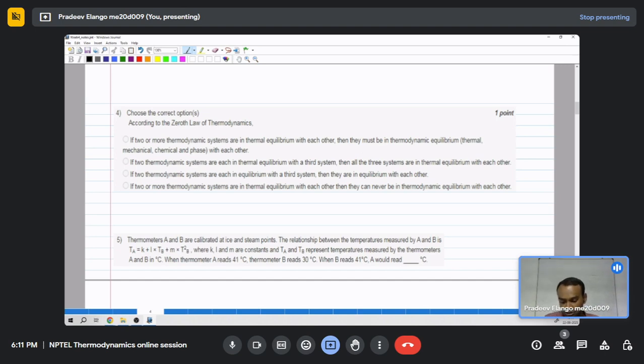Fourth question, choose the correct options according to the zeroth law of thermodynamics. The first option is if two or more thermodynamic systems are in thermal equilibrium with each other, then they must be in thermal, mechanical, chemical and phase equilibrium with each other. Second is if two thermodynamic systems are each in thermal equilibrium with a third system, then all the three systems are in thermal equilibrium with each other. So option 2 is right, others are not.